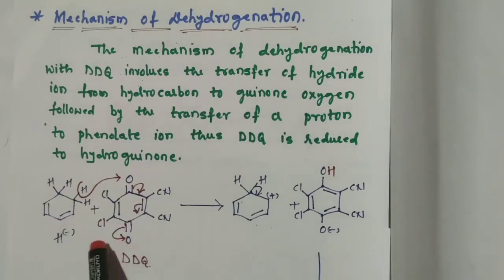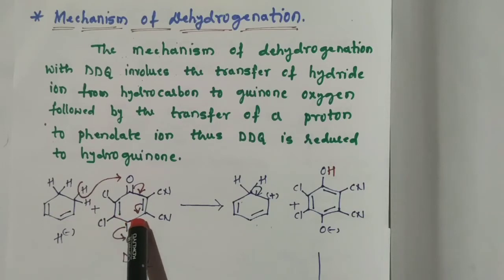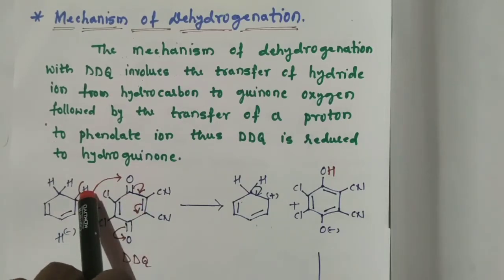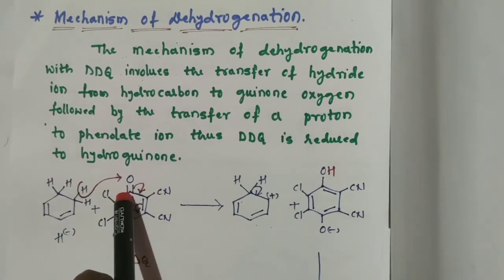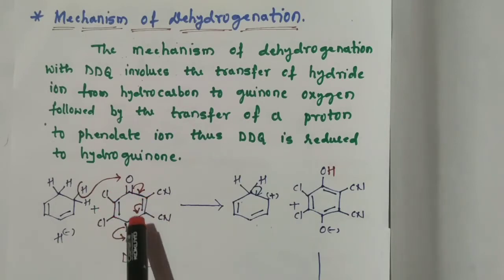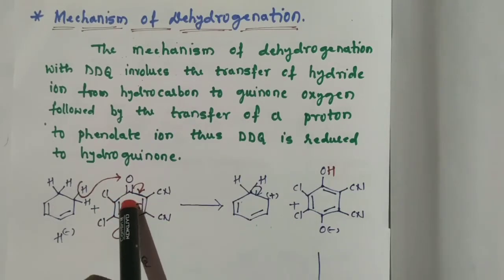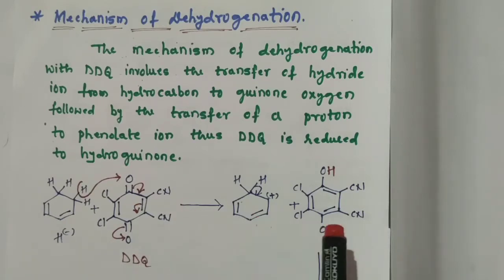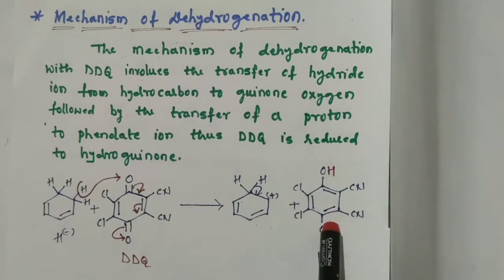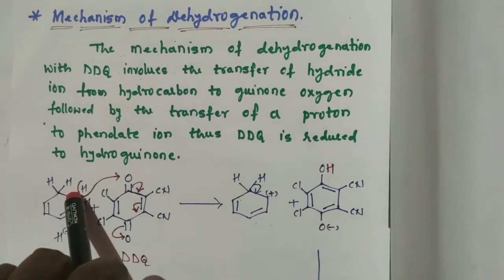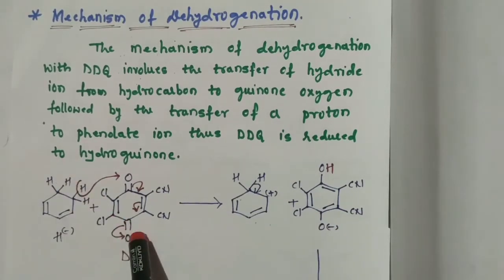Yes, so we can see the mechanism here. This is DDQ, which abstracts the hydride ion. Hydride means it is an H minus ion. After abstracting the hydride ion, the DDQ molecule gets resonance stabilization. That gives a positively charged allylic carbon atom, and the phenolate ion. We call this the phenolate molecule or phenolate ion. That is because of the hydride ion transfer from the allylic carbon atom to DDQ.